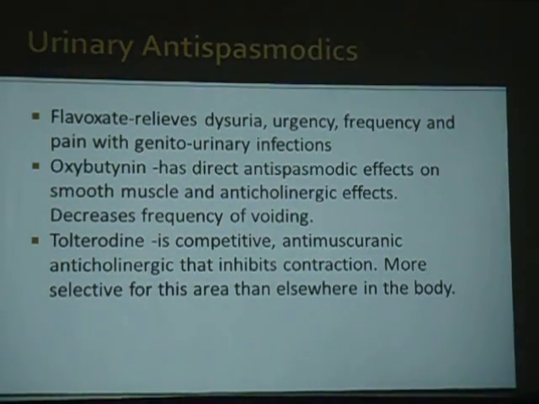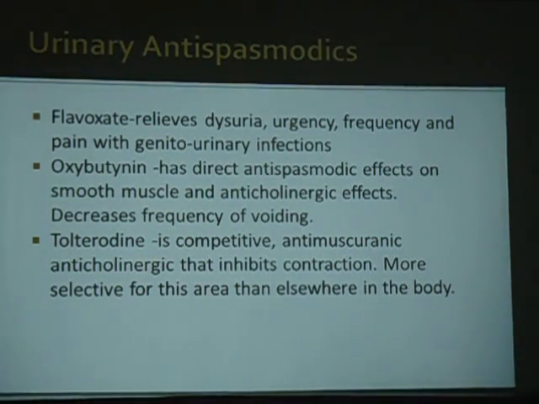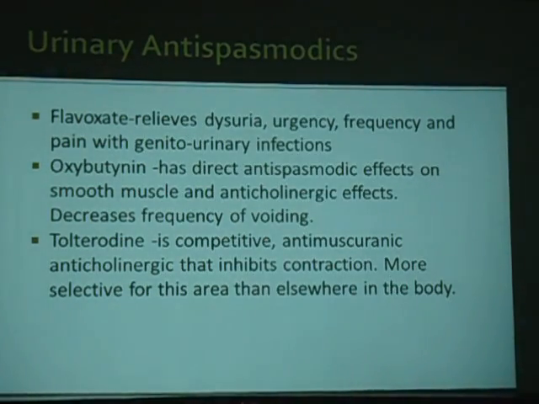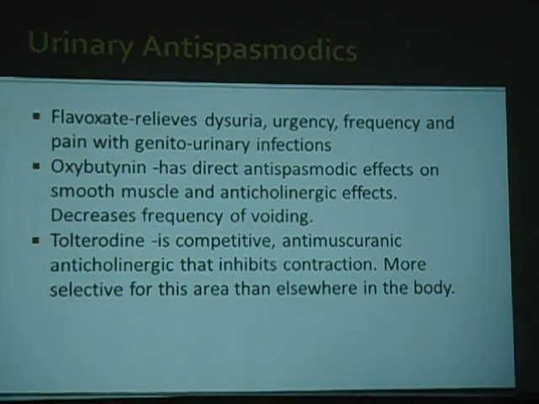BPH, prolapse uterus, and in some cases of cystitis, interstitial cystitis. In prolapse uterus, what is happening is due to the pressure of the uterus on the bladder, there is increased frequency. In BPH, what is happening? There is excess of urine, but the patient is unable to void because of the constriction through the urethra.